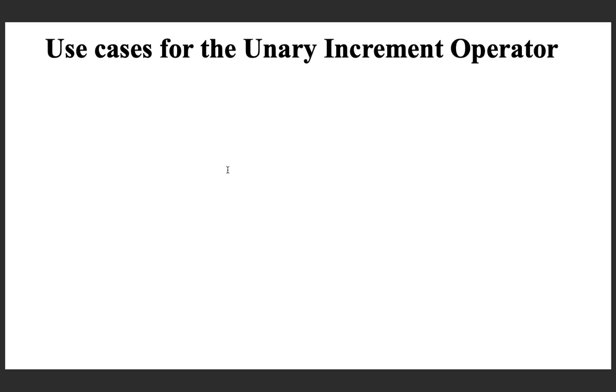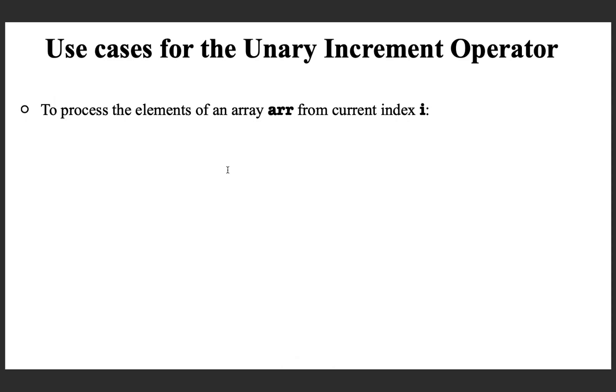why unary operators are required. Now suppose you want to process the elements of an array A from the current index I onwards. Suppose that you already have an index value in I, that is why the first initialization part is not used in the for loop. Then you can use this increment like this: for I is equal to 0, I less than n, I plus plus. So this is a very nice application for the unary increment in the postfix notation.